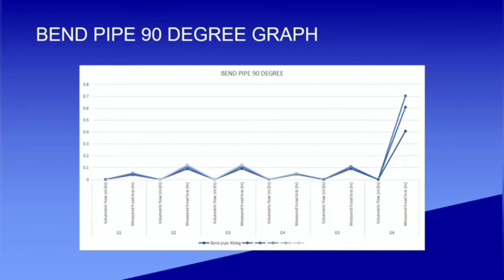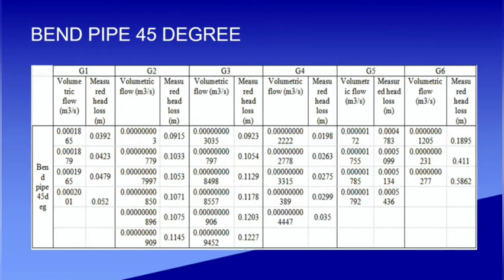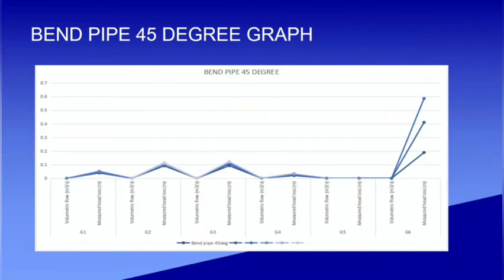Okay, and for the fourth condition, the last condition, we have the bend pipe 45 degree. From group 2 until group 6, we also have to convert the volumetric flow from liter per min into meter cube per second, and lastly we plot the data, and we got this data. So there also occur friction losses due to the piping system shape.